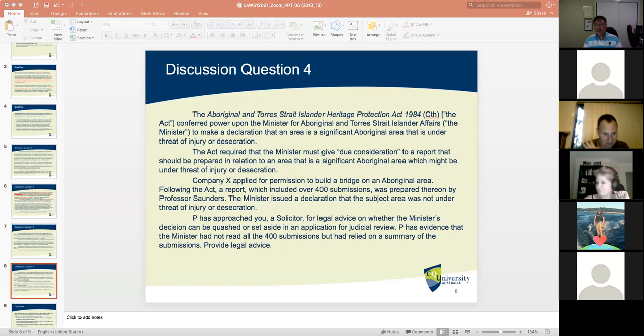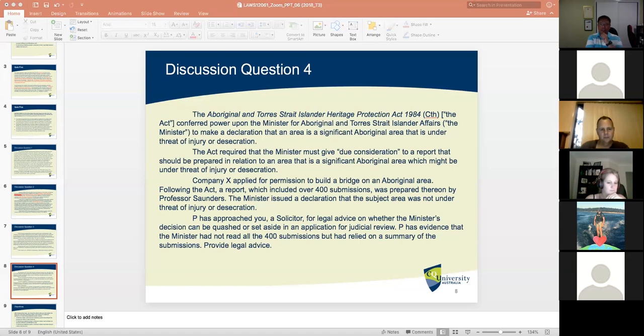So the legal issue really here, what do you think is the legal issue here? What is the legal issue? Okay, so Michael has said the decision maker must take relevant matters into account. Okay, that's good. It's a good starting point. It's a bit too broad though. What is the legal issue? Because it could be said in the particular case, the decision maker did take relevant matters into account.